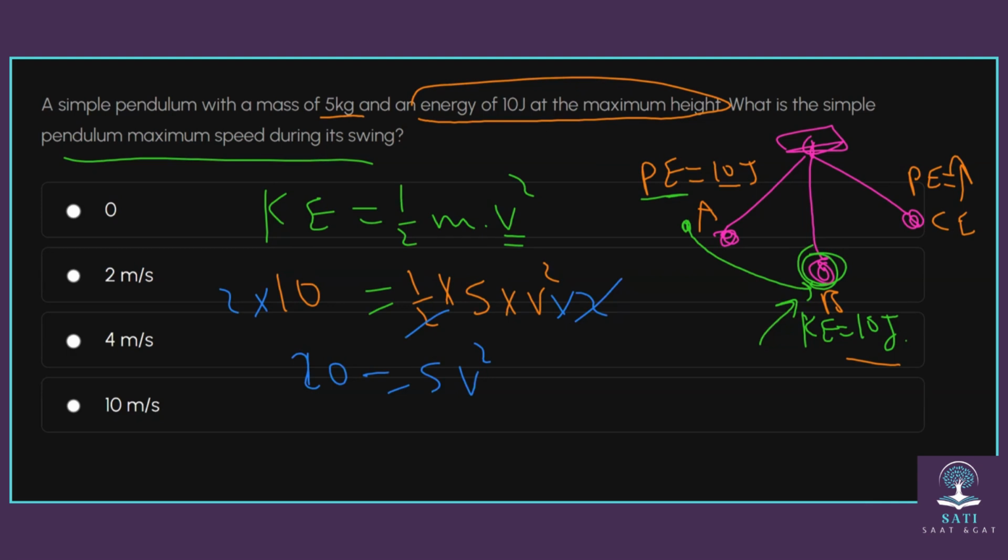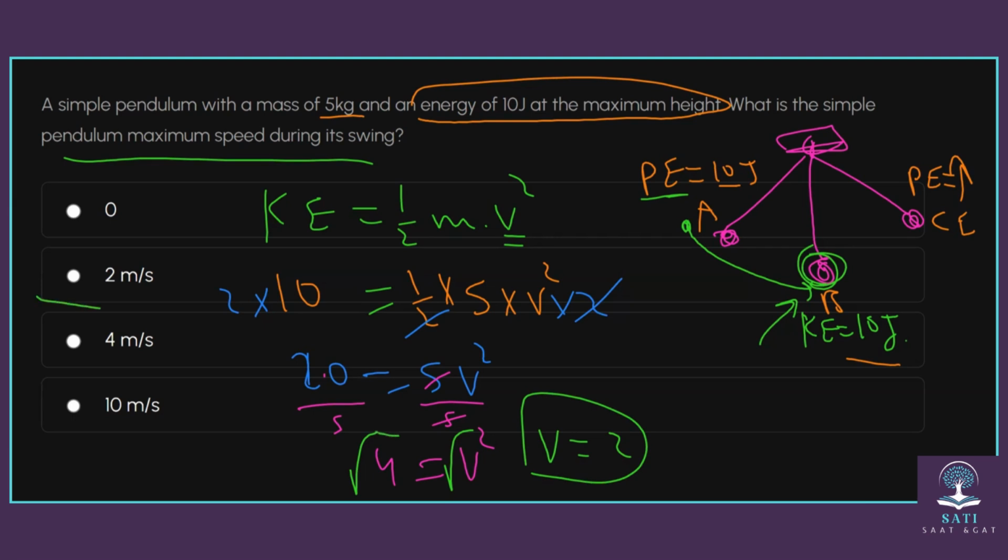Now, we divide both sides by 5. So v squared equals 20 over 5, which becomes 4. Now, when we take the square root of both sides, we get that the velocity equals 2, since we take the positive root. So we choose 2 meters per second as the velocity of the pendulum at the maximum speed. And this is the maximum speed. Maximum speed is 2.